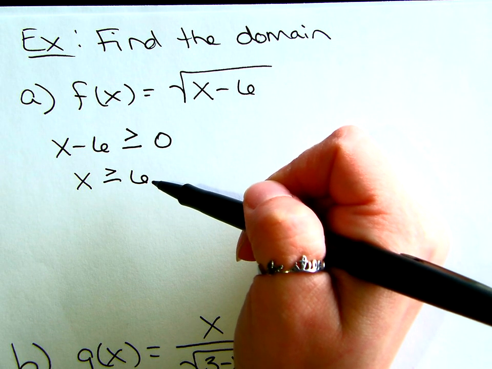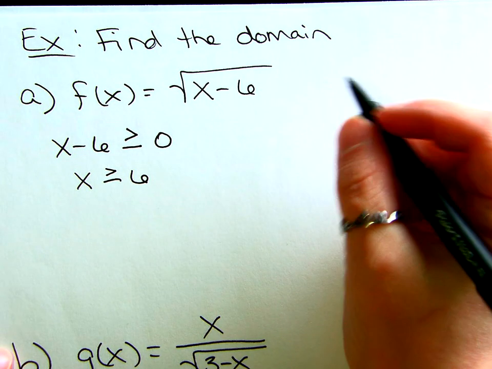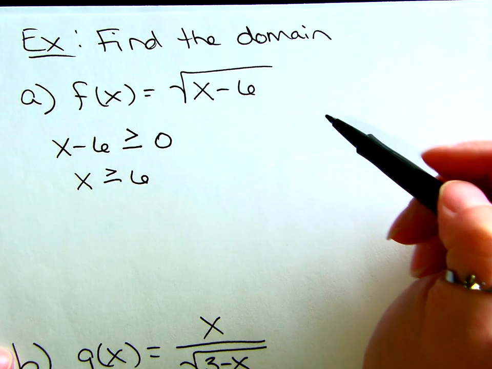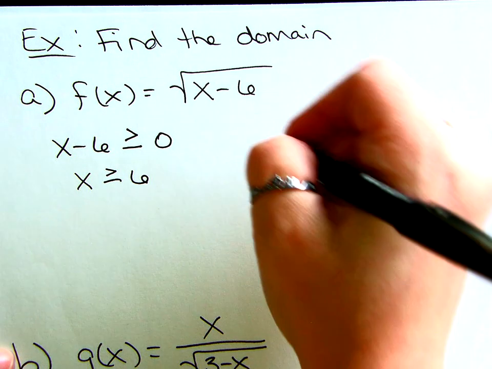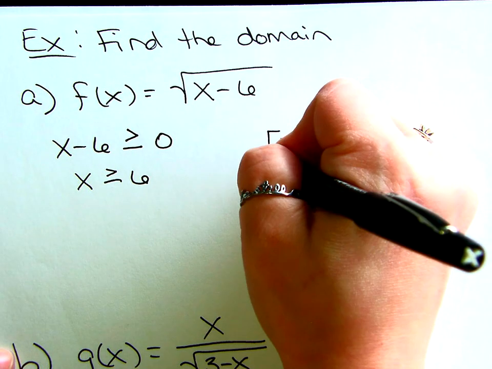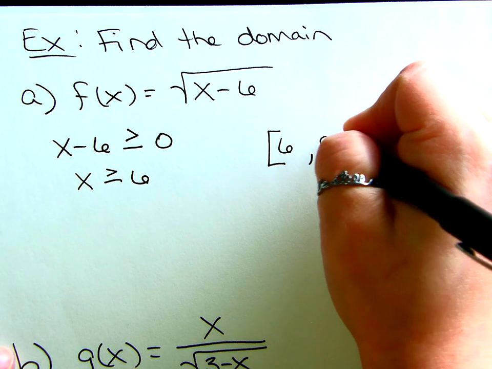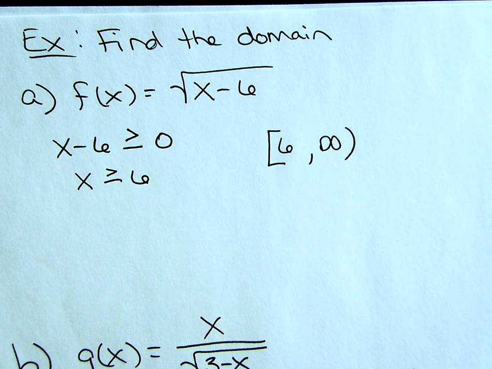So how would I write this as an interval? What is the smallest value that x can be? 6. And it can be 6 because we said it could be equal to. And then what is the largest value that x could be? Infinity. So this is our domain. This is the interval that our domain can lie on.